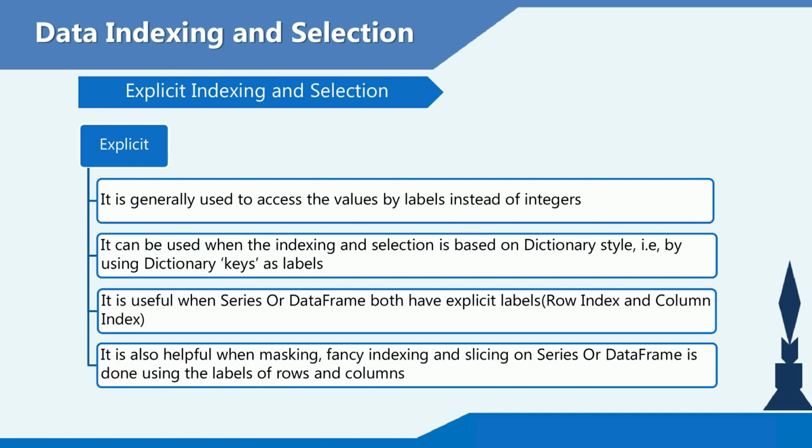Explicit style of indexing and selection is generally used to access the values by labels instead of integers. It can be used when the indexing and selection is based on a dictionary style, that is, by using dictionary keys as labels. It is useful when a Series or DataFrame has explicit labels, that is, row index and column index. It is also helpful when masking, fancy indexing, and slicing on a Series or DataFrame is done using the labels of rows and columns.